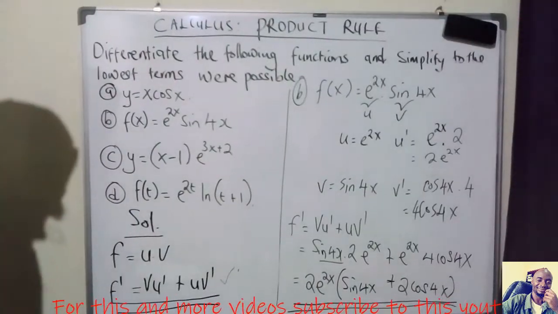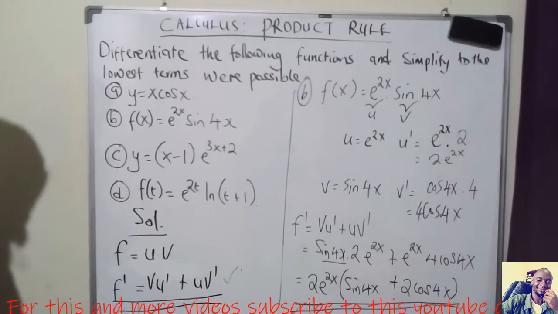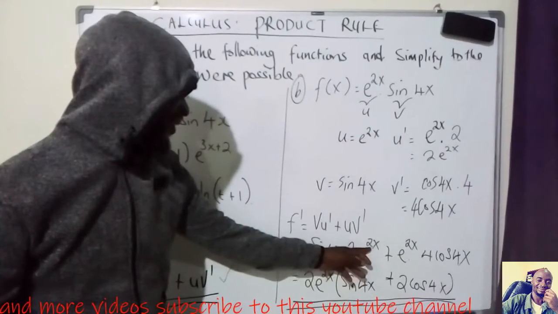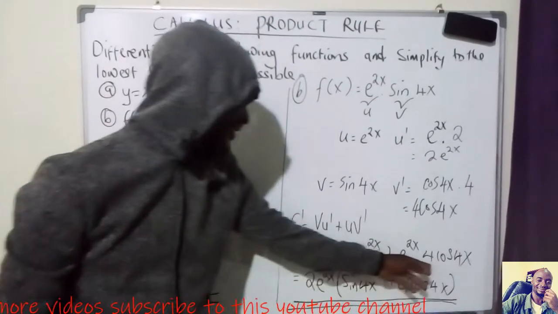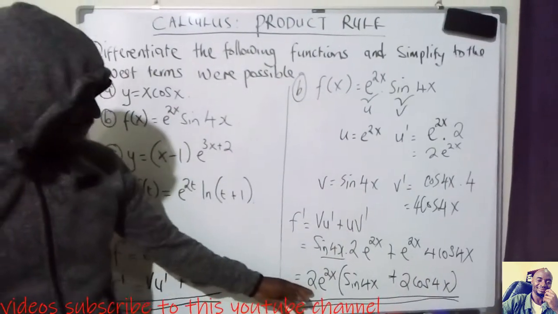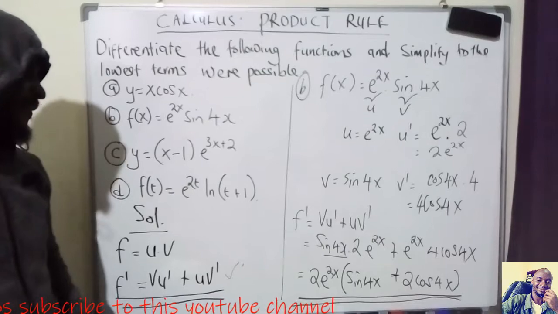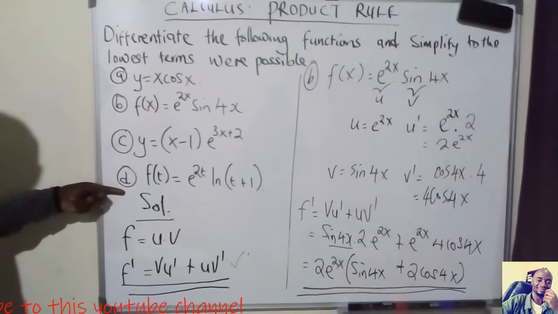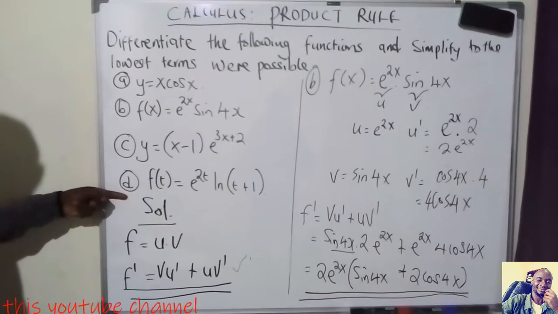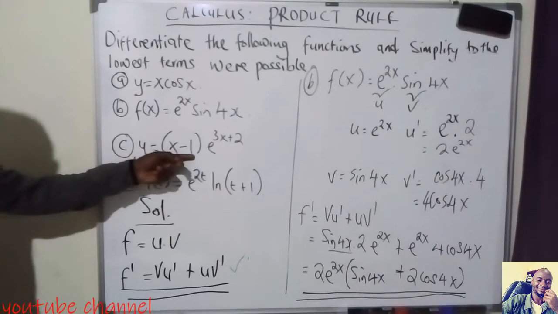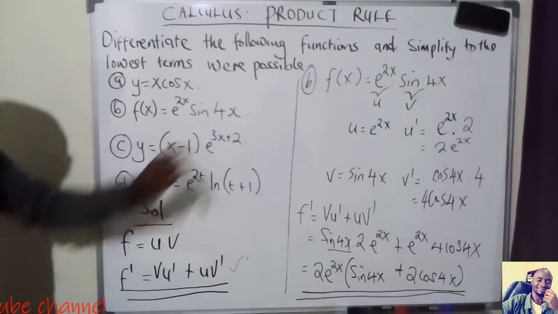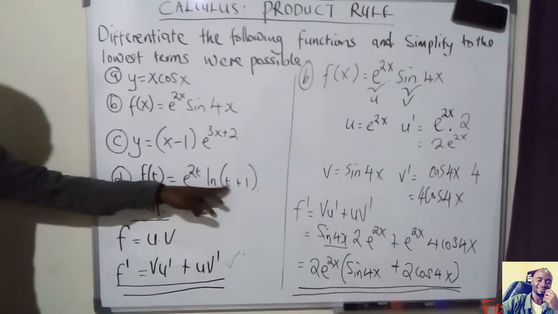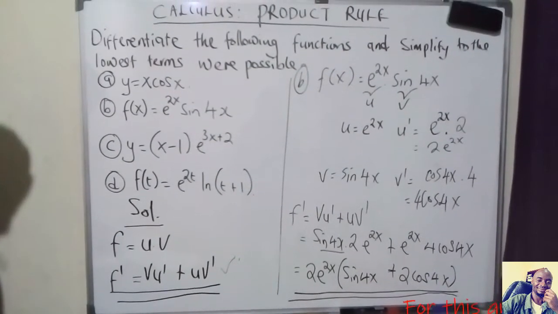Remember, we have to simplify the answer to the lowest terms. That's why you saw me simplifying here, because 2e to the power 2x appears on both sides, so we can factor it out. And this is what I did here. Okay, you are going to leave it there. Now I will leave this one for your practice. I'm going to do question D, because you know how to differentiate e to the power something, but since I've not done anything on ln or natural log, I'm going to use this one. Then this one I'll leave for your practice.